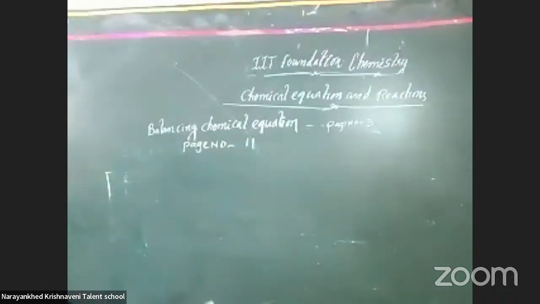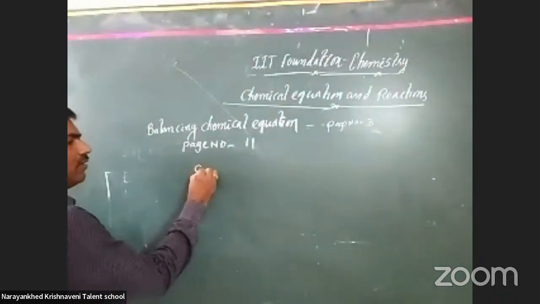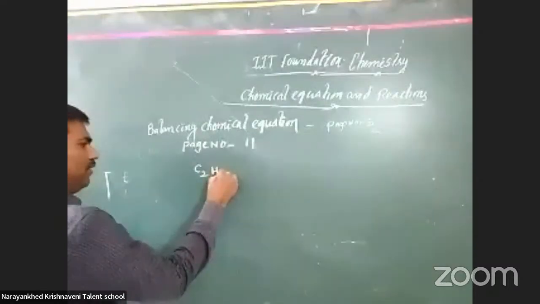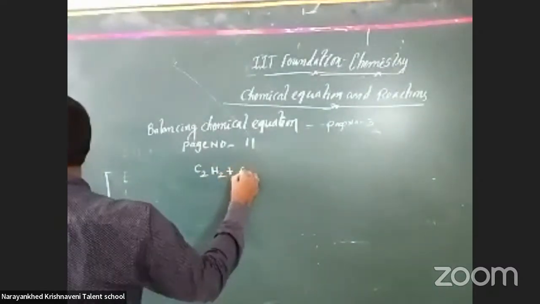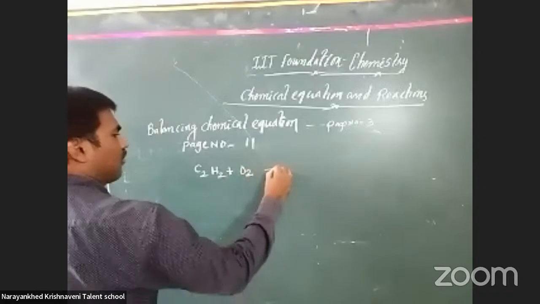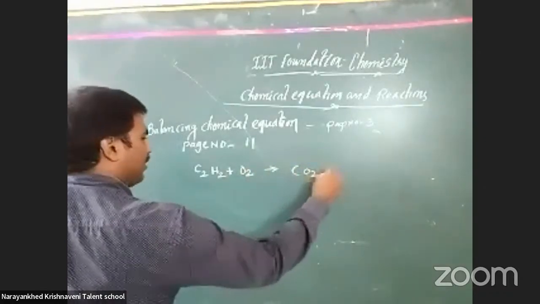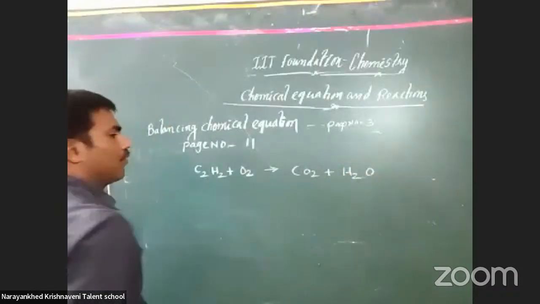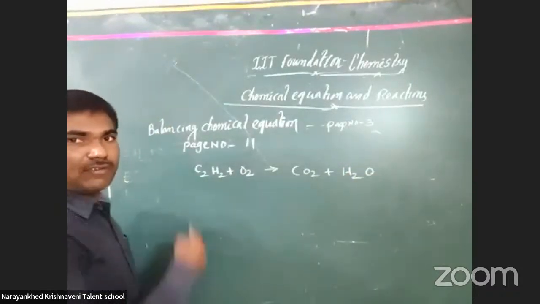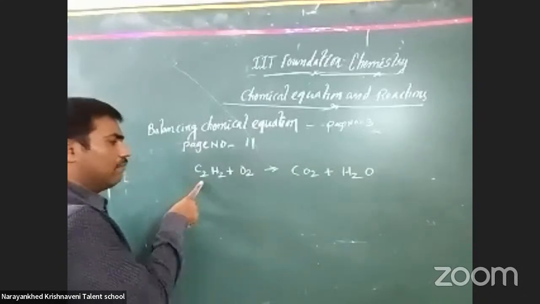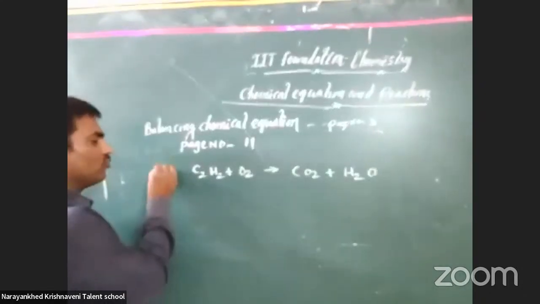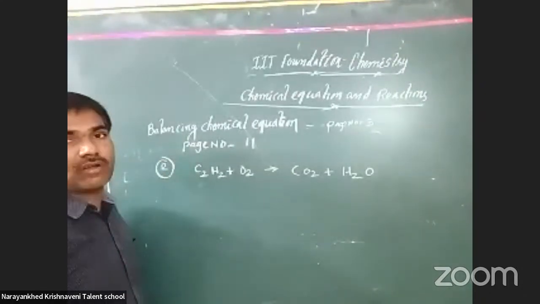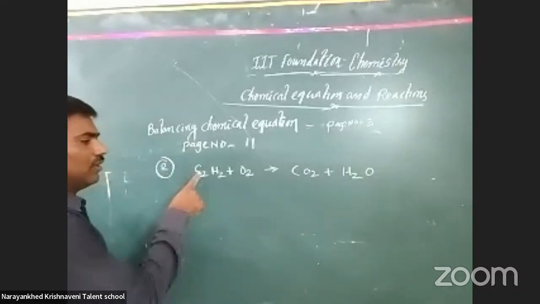Next, C2H2 is given here. It combines with oxygen and forms carbon dioxide. Is it a balanced equation? No, it is not a balanced equation. See the question in the textbook, page number 11, question 2.